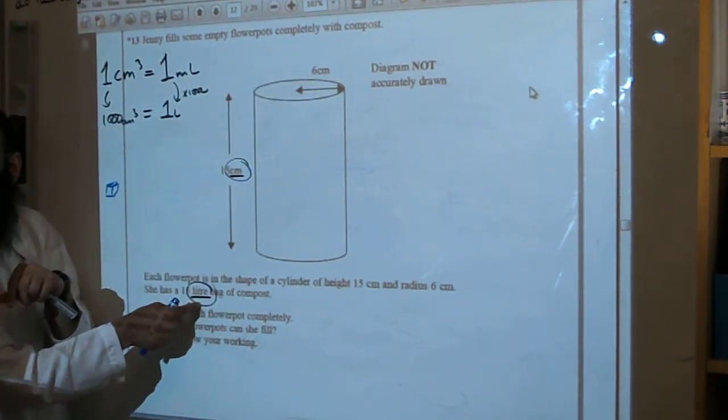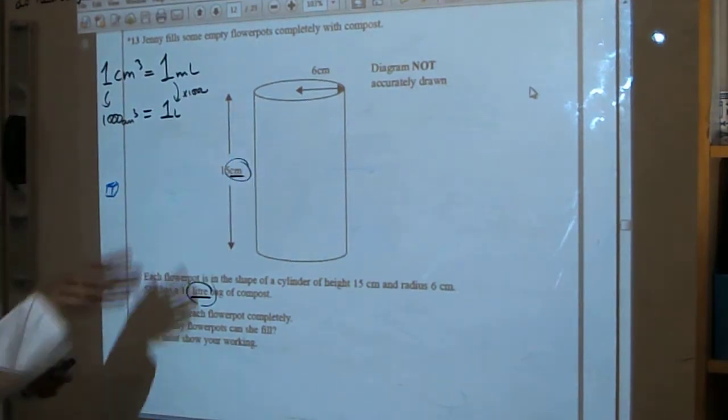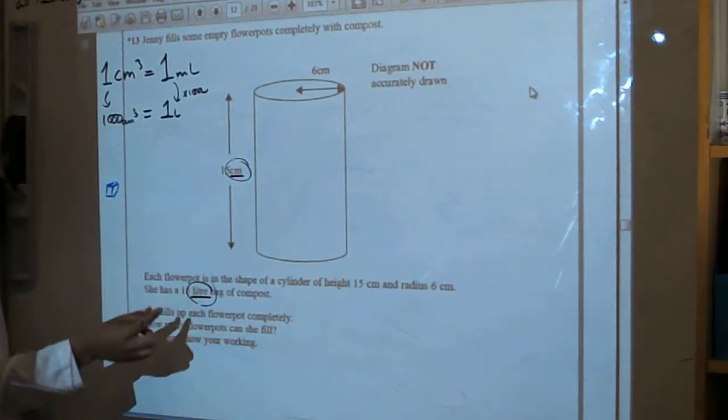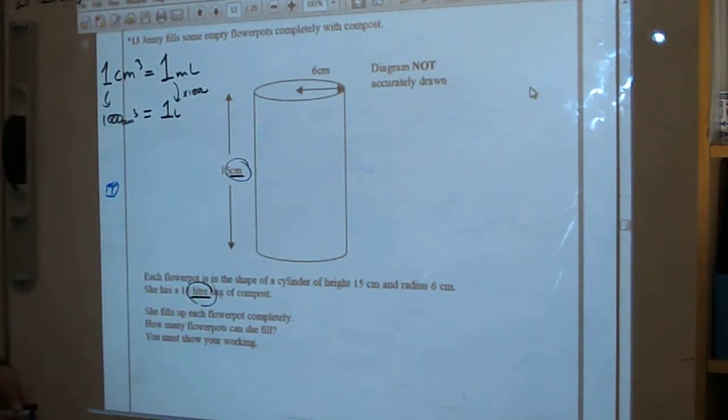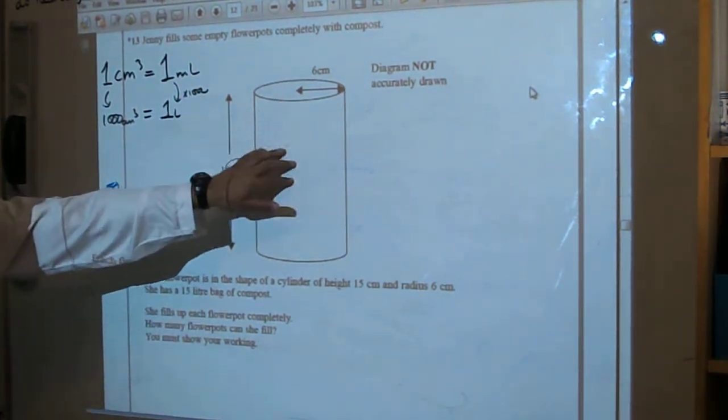So that's how these units connect. They're talking about liters here and centimeters there, two different things, and this is how they're connected. So 1 centimeter cubed from here is worth 1 milliliter from here. Okay, let's have a look now. She has a 15 liter bag. Let's work out the volume of this first, yeah?